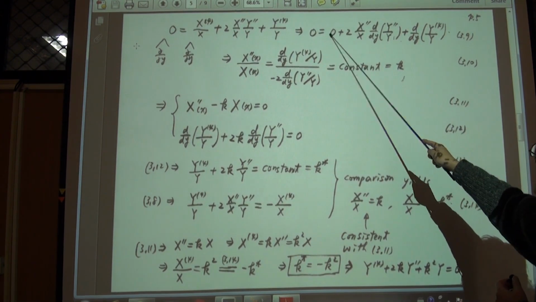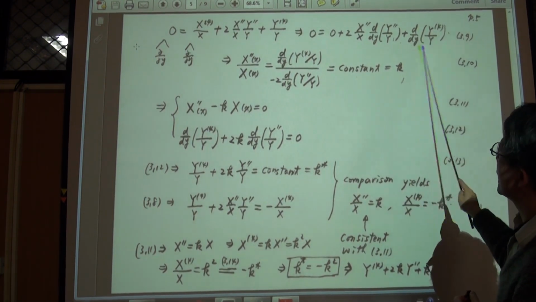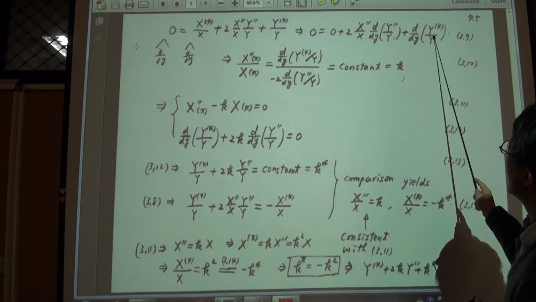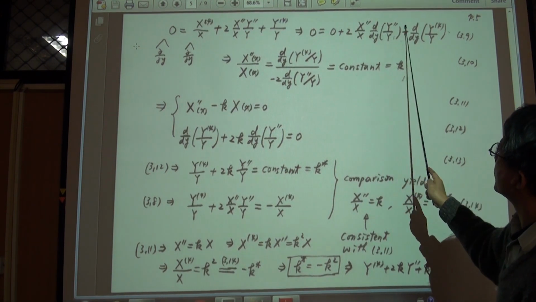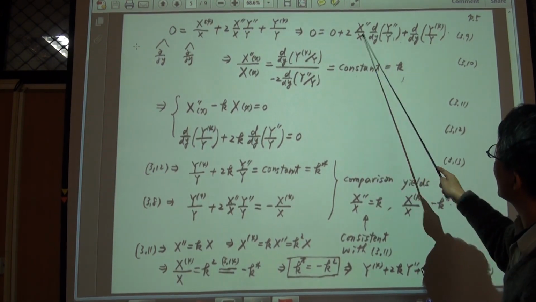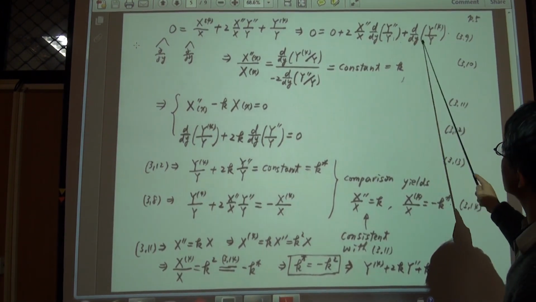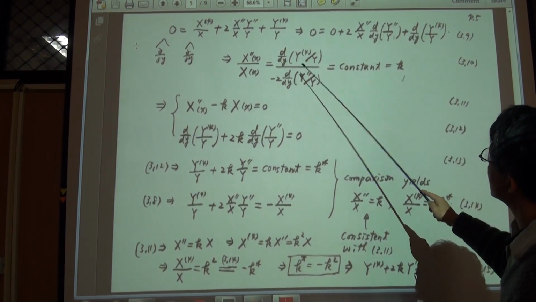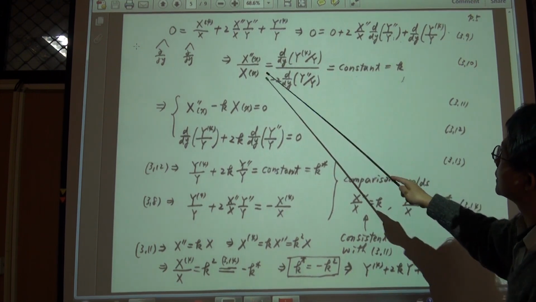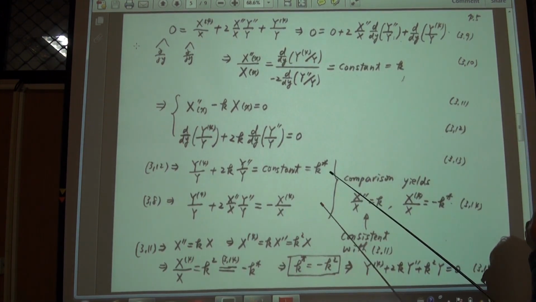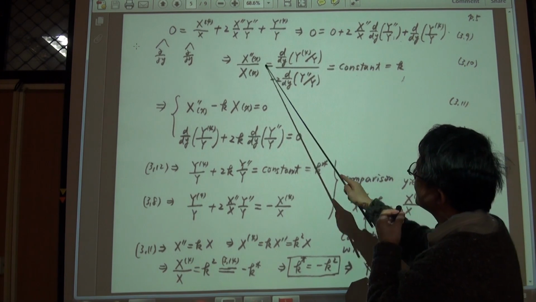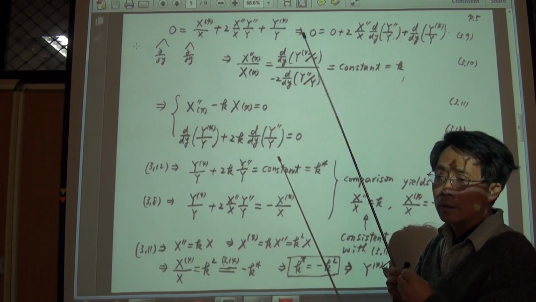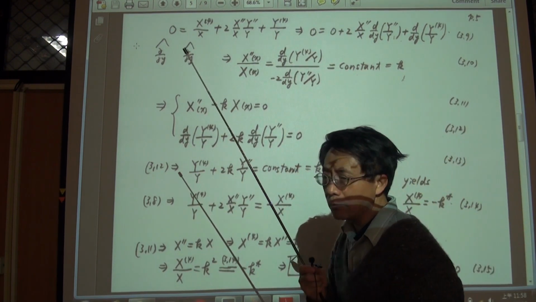Now we can rearrange our equation from here to here. We just move this term to the left side, and then divide by this term here. So this term, this term, this term. This term is this term, this term is this term, and this term is this term. Now this is a function of x. This part is a function of y.